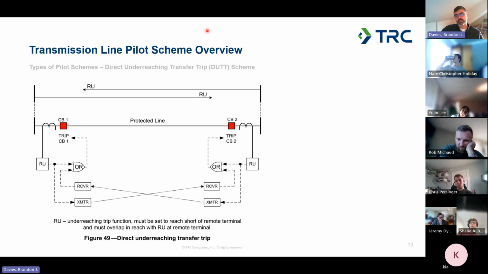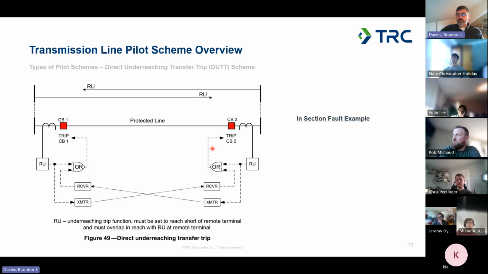So I've got one more example here of another type of pilot scheme. It's a direct underreaching transfer trip scheme. Direct tripping schemes don't rely on any conditioning from the remote terminal. So you directly send a trip from one terminal to the other based on information that you have at the local terminal. So it's not permissive, it's not blocking, it's just directly allowing one relay to send a signal to trip the breaker at the remote terminal.